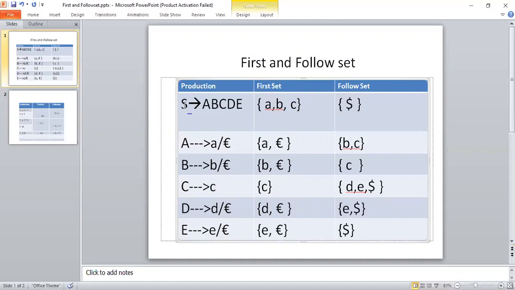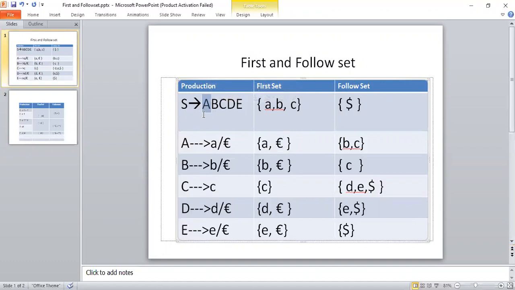Now how to construct the first set for S. First of S is first of A B C D E. First of S is first of A. So first of A is what? a, epsilon, right? We substitute epsilon in place of A, so that A is vanished. So we have only B, C, D, E. Then the grammar can be represented as S tends to B C D E.